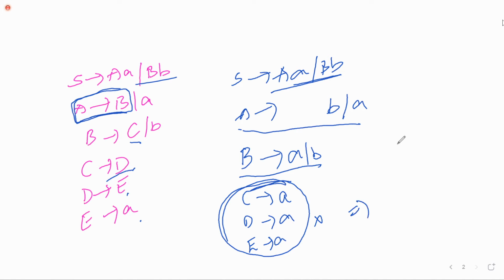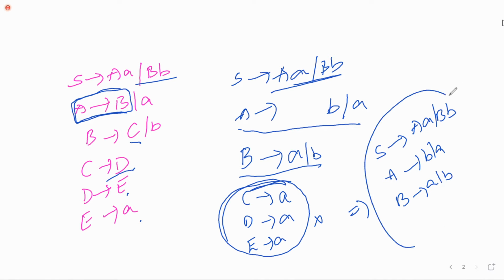So finally, what is the simplified grammar after removing unit productions and useless symbols? The final result is S to AB, A to B or a, B to a or b. Am I clear with this? This is the final answer. Am I clear with this, ma'am? Please respond. Yes, yes, ma'am.